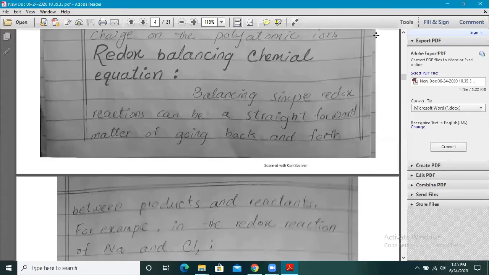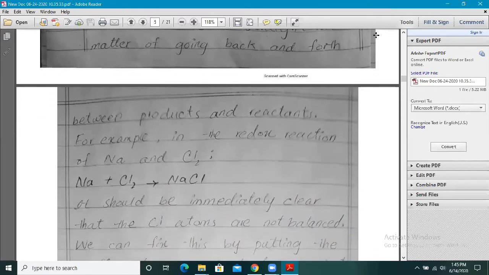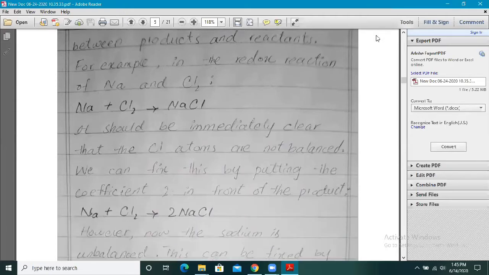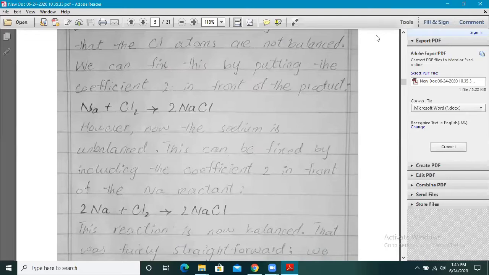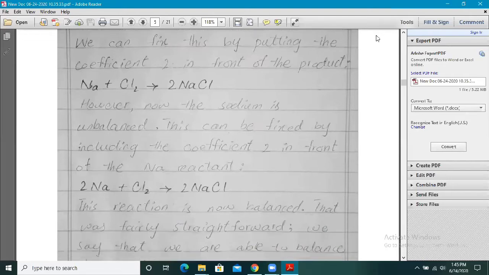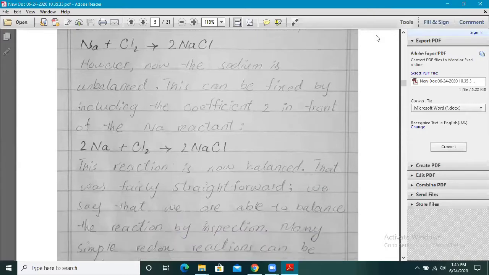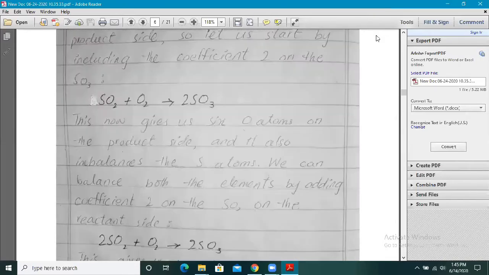Next is redox balancing of chemical equations. Balancing simple redox structures can be a straightforward method of going back and forth between product and reactant. For example, in the redox reaction of Na and Cl2, you have an unbalanced equation, Na + Cl2 giving NaCl, and the balanced equation, 2Na + Cl2 giving 2NaCl. Here is an example and here is a solution of it.